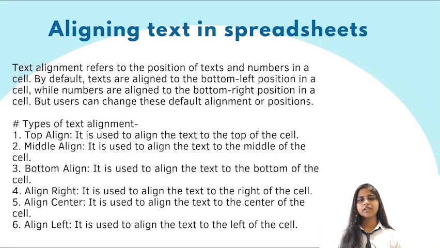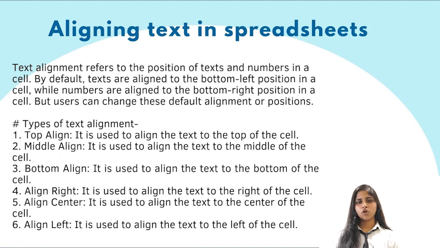Coming to our next topic, that is aligning text in a spreadsheet. Text alignment refers to the position of text and numbers in a cell. By default, text is aligned to the bottom left position in a cell, while numbers are aligned to the bottom right position in a cell. But users can change these default alignments or positions. There are various types of text alignment which we are going to study.